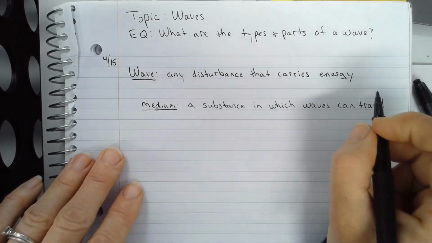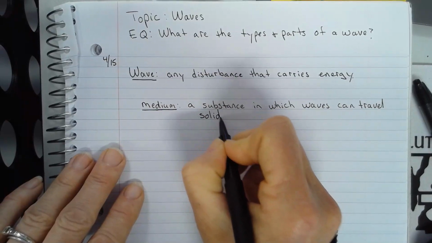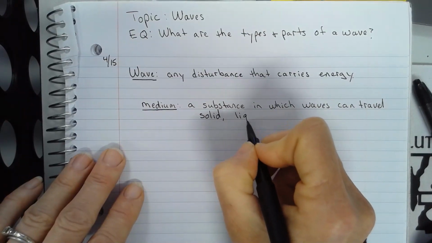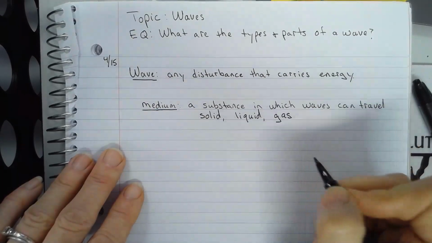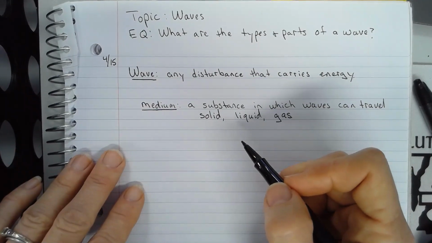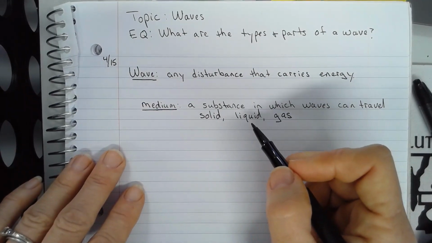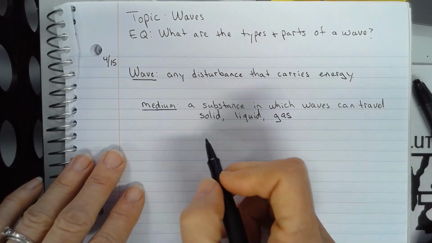And it can be a solid, any liquid, and any gas. So later on we're going to talk about, can a wave go through a solid? Can a wave go through a liquid? Can a wave go through gas? So let's just think of some examples.